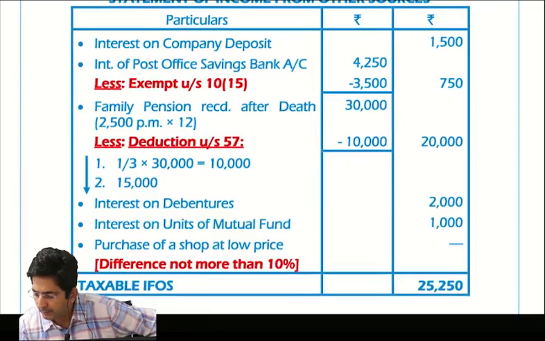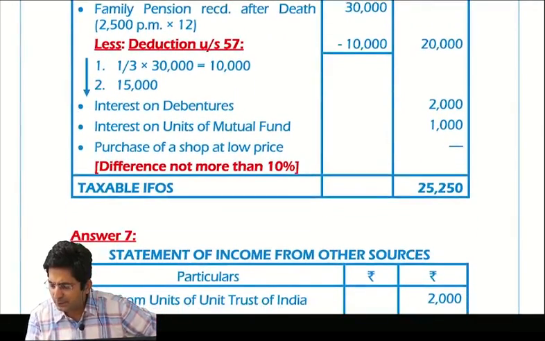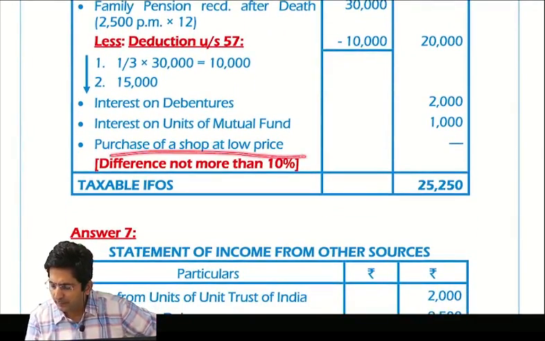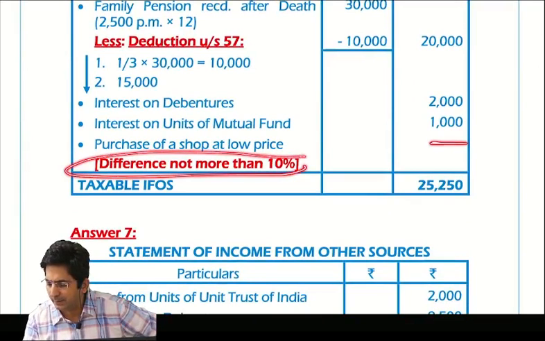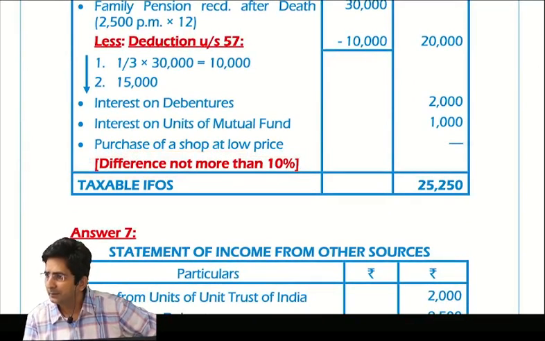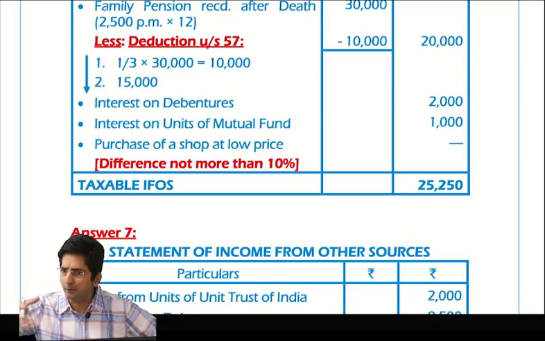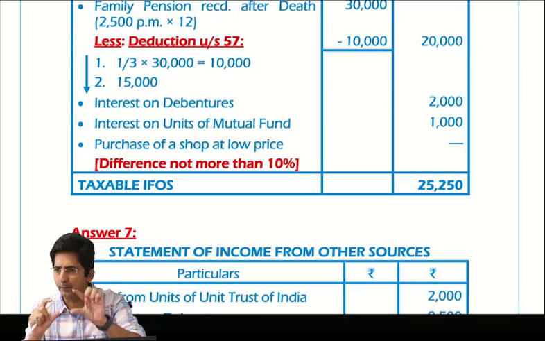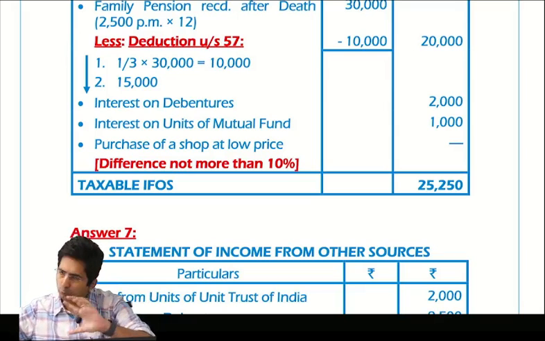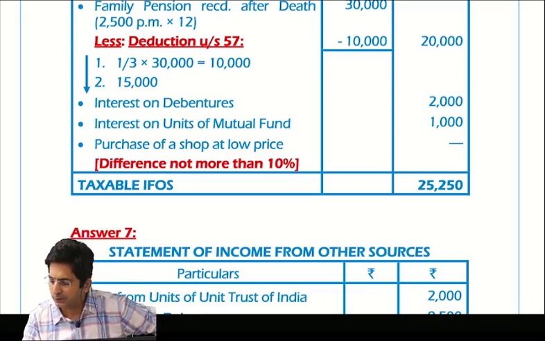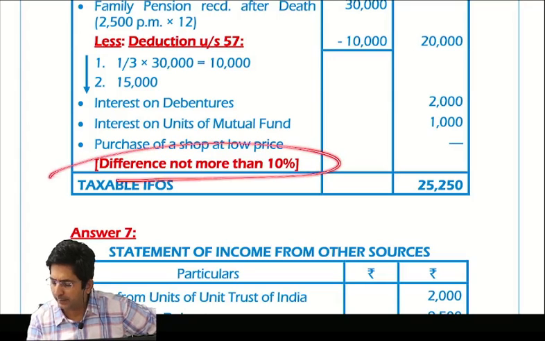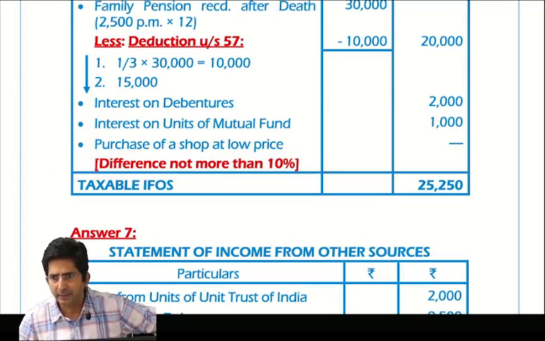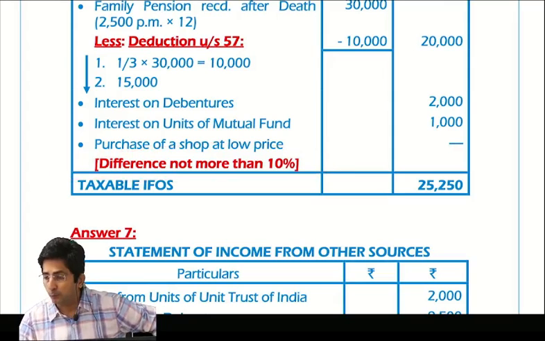See how I have written here. I have written in short only: difference not more than 10%, that's why exempt. You show the working as I have taught you last lecture: HDV, actual price, difference, compare with that formula. You show in detail. I have written in short, difference not more than 10%, that's why tax free, exempt. Total should be 25,250. Getting?